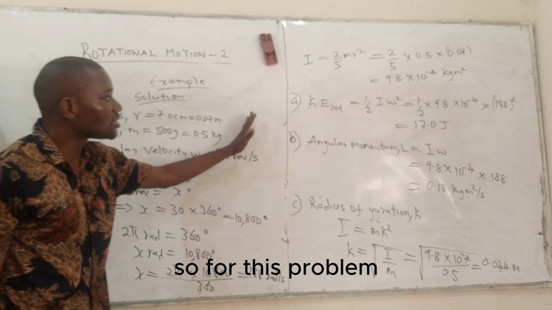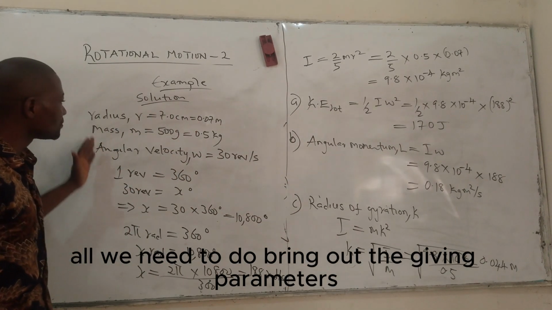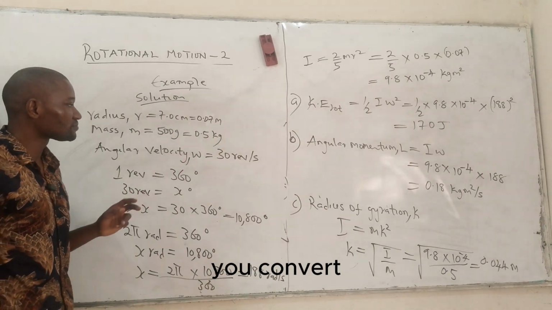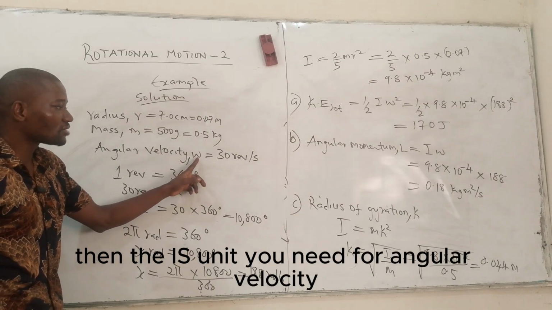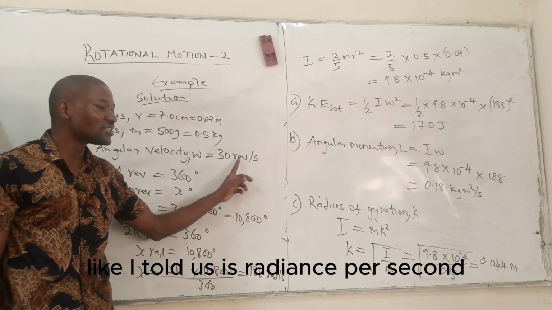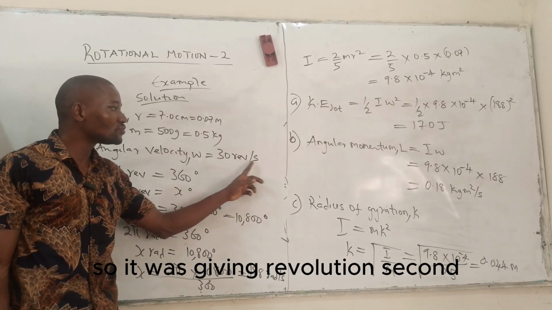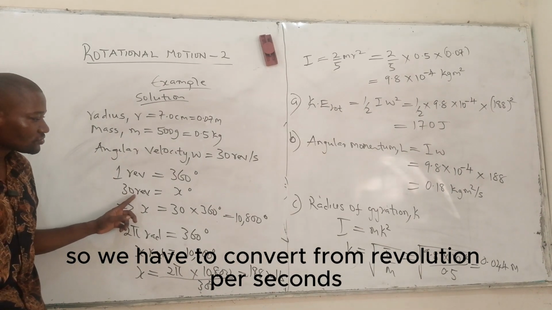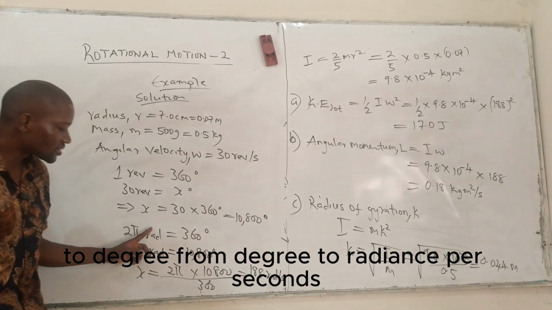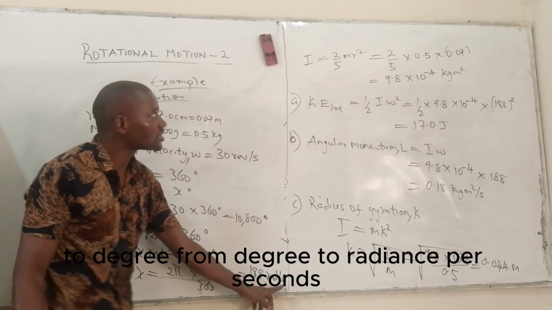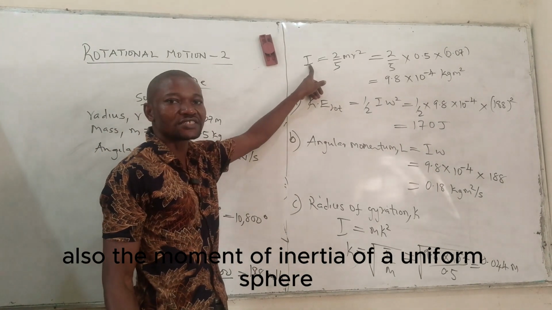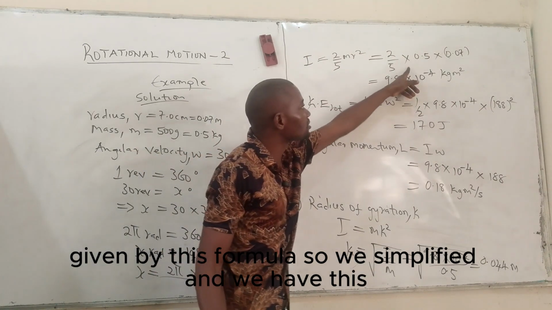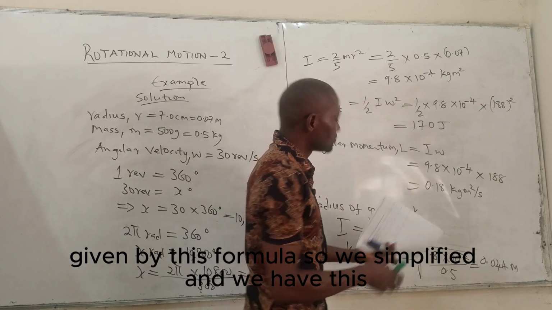So for this problem, all we need to do is bring out the given parameters. The ones that are not in SI unit, you convert. The SI unit for angular velocity, like I told us, is radians per second. So it was given in revolution per second. So we have to convert from revolution per second to degree, from degree to radians per second. Also, the moment of inertia of a uniform sphere is given by this formula. So we simplify and we have this.